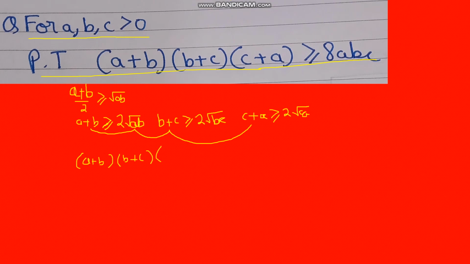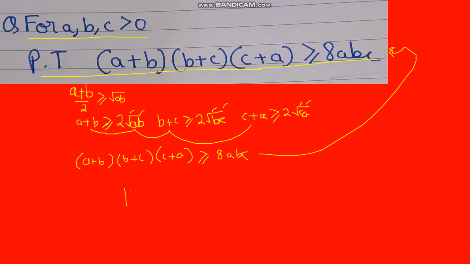And then C plus A is greater than or equal to 8, 2 cubed is 8, root A into root A, root B into root B, root C into root C. Root A was here and root A was here, root B into root B is B, root C here and root C here, we have C. This is our main inequality which we need to prove.